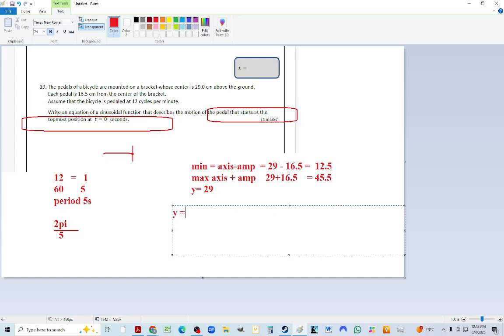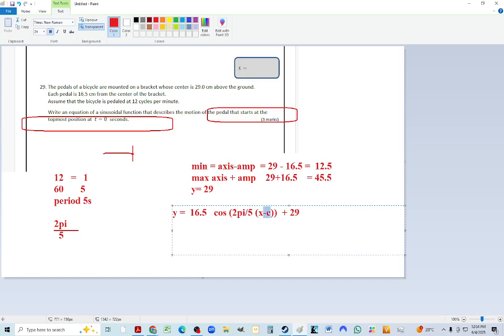So here's the formula that we use. A cos B, I don't think they use B, but I mean, x minus c, plus d. Well, I told you the d is always the axis. And we've already figured out, they've told us the amplitude, 16.5 up and down. The cos starts at the top, so I don't need to reflect it. If it started at the bottom, I'd have to reflect it. And we figure this out.